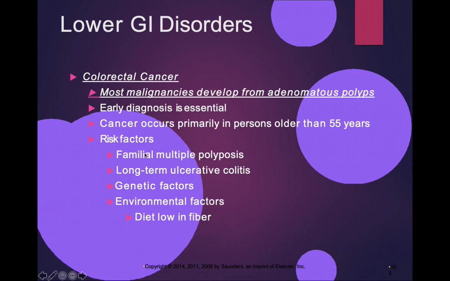The risk factors are family history of these polyps, long-term ulcerative colitis, genetic factors, environmental factors, and a diet that is low in fiber. You could decrease your chance of getting colon cancer by making sure you have about 40 grams of fiber in your diet every single day.